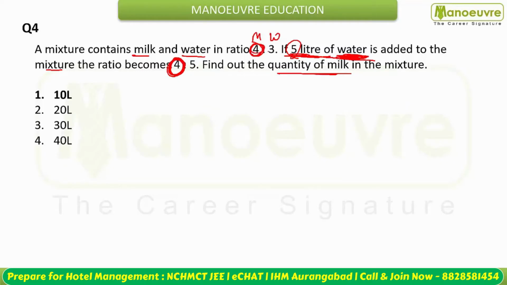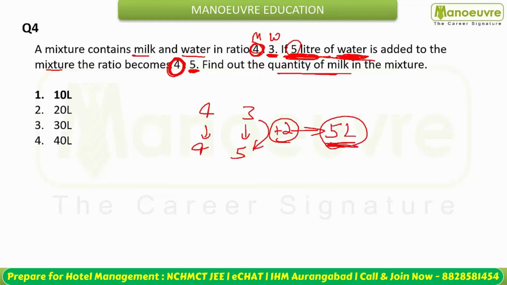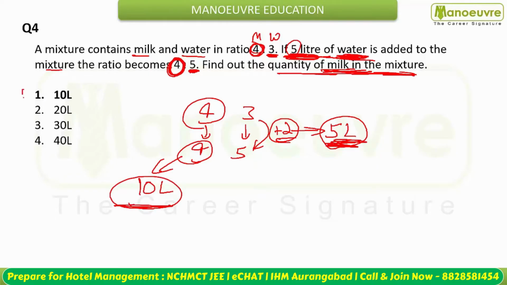Now the change can be seen in the water, from 3 to 5. After adding 2 units, and these 2 units are given to you as 5 liters. You are asked to find the milk in the mixture, and milk is 4 units. So if 2 units is 5 liters, I can say 4 units is 10 liters. You can directly go by the options, or you can go by the traditional equation, but that can be a lengthy one.